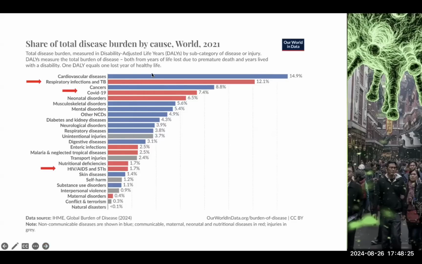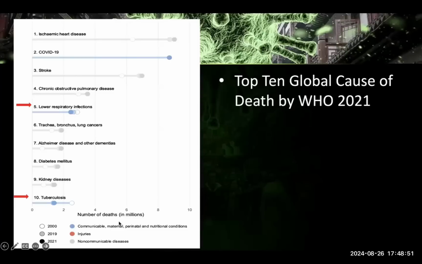This is the share of the total disease burden by the world in 2021. So as you can see from this slide, there are only 3 infectious diseases in this total disease burden by cause. But for the top 10, there are only 2 communicable diseases that are included, and that is TB and COVID-19. Okay, HIV/AIDS is below the top 10. For the top 10 global causes of death by WHO in 2021, 2 infectious diseases made it to the top 10. Number 5 is lower respiratory tract infection, and number 10 is tuberculosis.